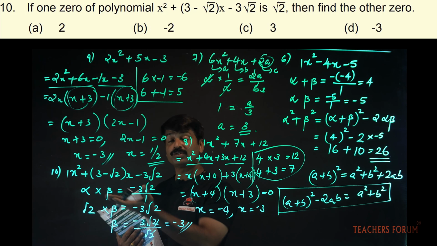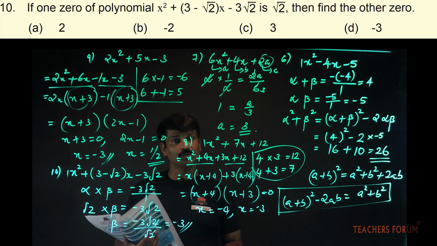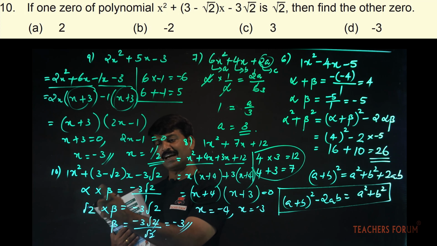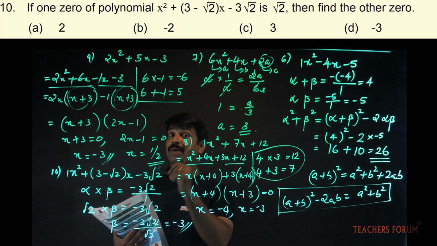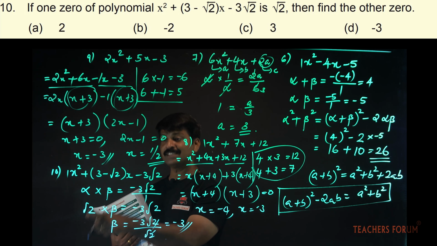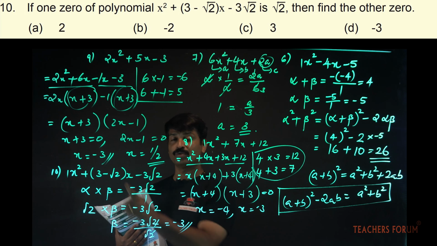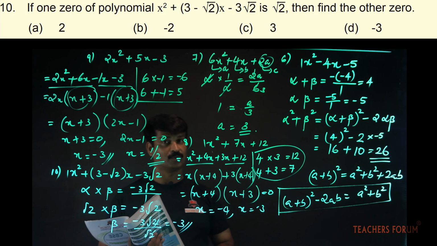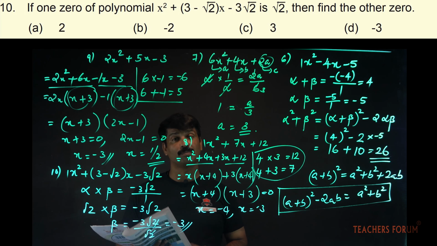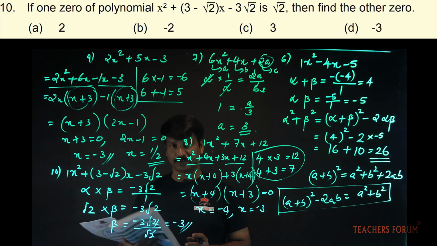You see, here you can use alpha into beta or you can use alpha plus beta. When you find alpha plus beta, it will become root 2 plus beta. That is equal to not c by a, that is minus b by a, that is minus of 3 minus root 2 by 1. From there also you can find out beta. Then also you will get the same value, that is beta is equal to minus 3. So the correct option is minus 3.